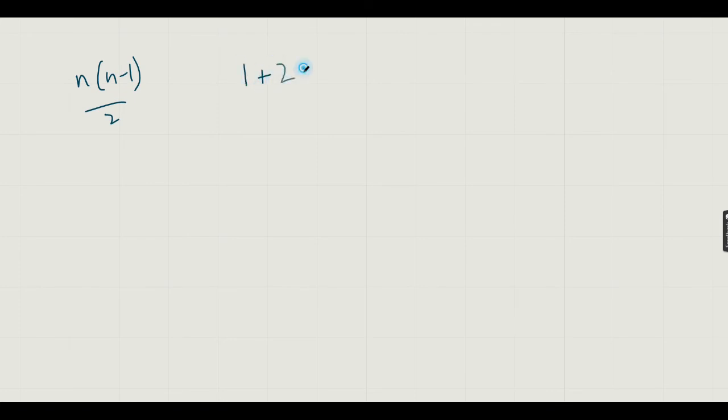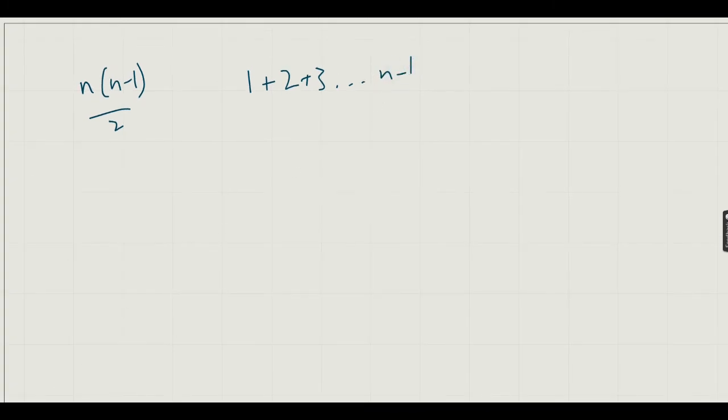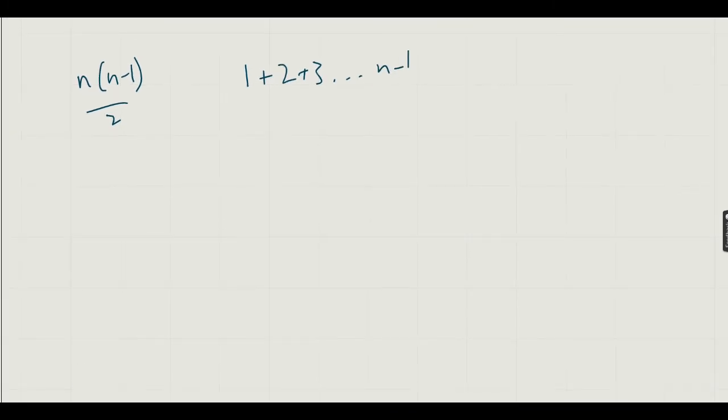Okay, so to do this, let's think for a bit. If you have n times n minus 1 over 2, it's going to include all the digits from 1 plus 2 plus 3 all the way to n minus 1. I'm not going to write out the notation, but you should probably have already memorized it because it is very important.